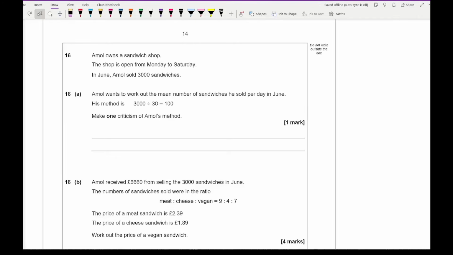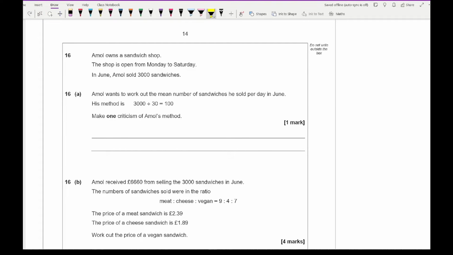So moving on to question 16, it says Amal owns a sandwich shop. The shop is open from Monday to Saturday. In June, Amal sold 3,000 sandwiches. Amal wants to work out the mean number of sandwiches he sold per day in June. His method is 3,000 divided by 30 equals 100. Make one criticism about Amal's method.